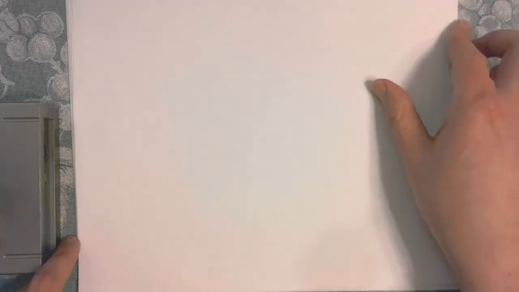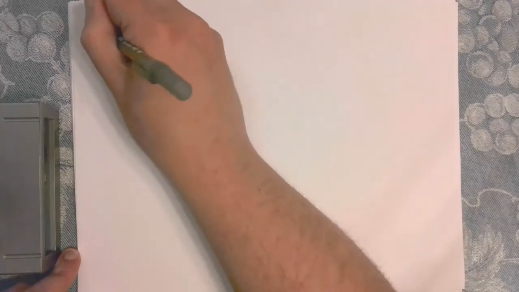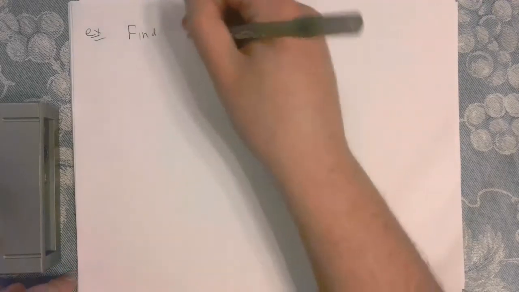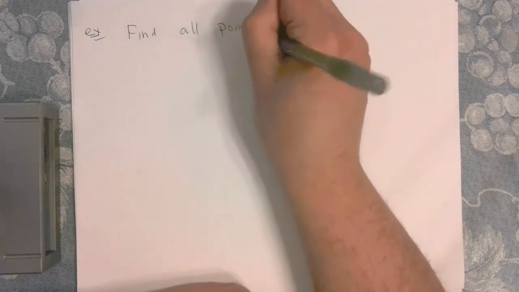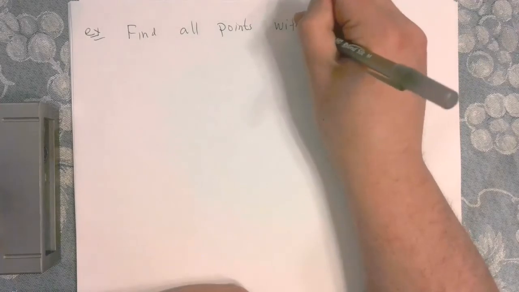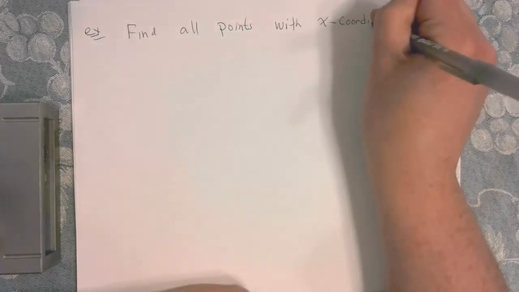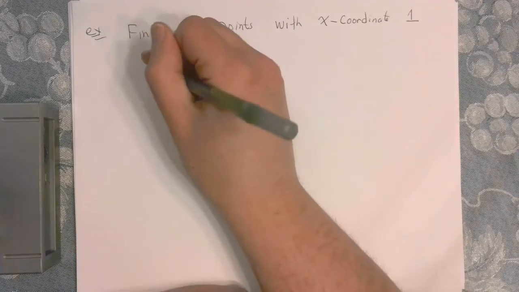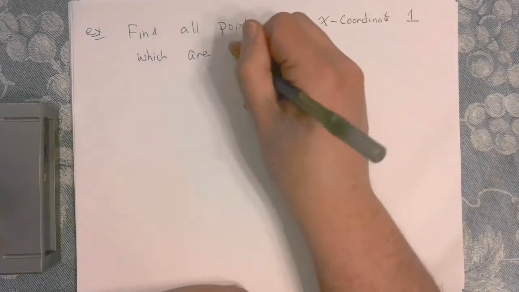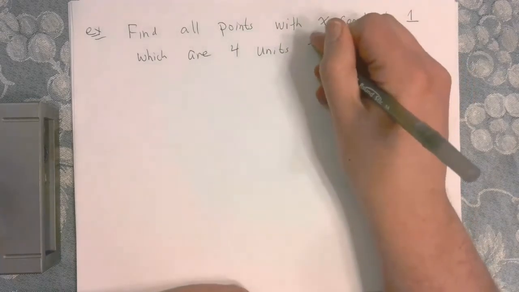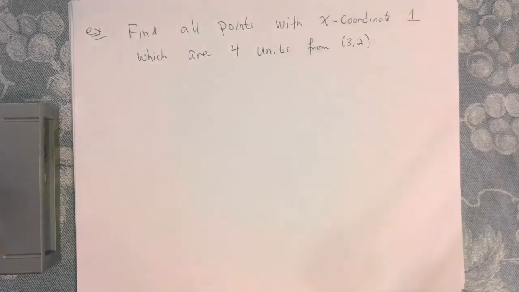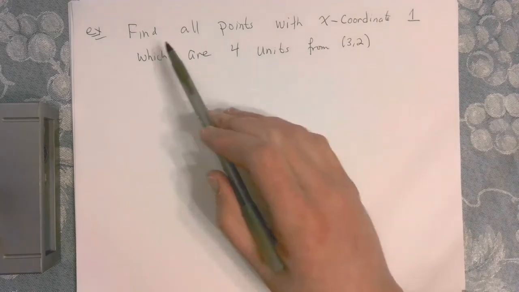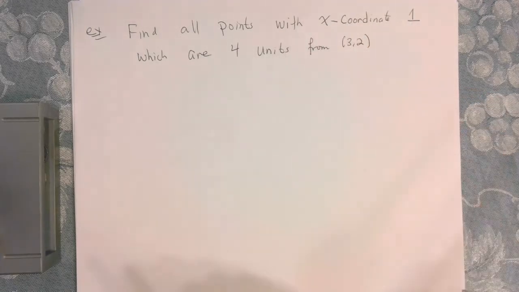So quite a cool problem here. I like this one. So let's see what we have here. So for example, find all points with x coordinate 1 which are 4 units from the point (3, 2). So before we go solving this, let's try and reason through what we might be looking for. Find all points with x coordinate 1, which are 4 units from the point (3, 2).